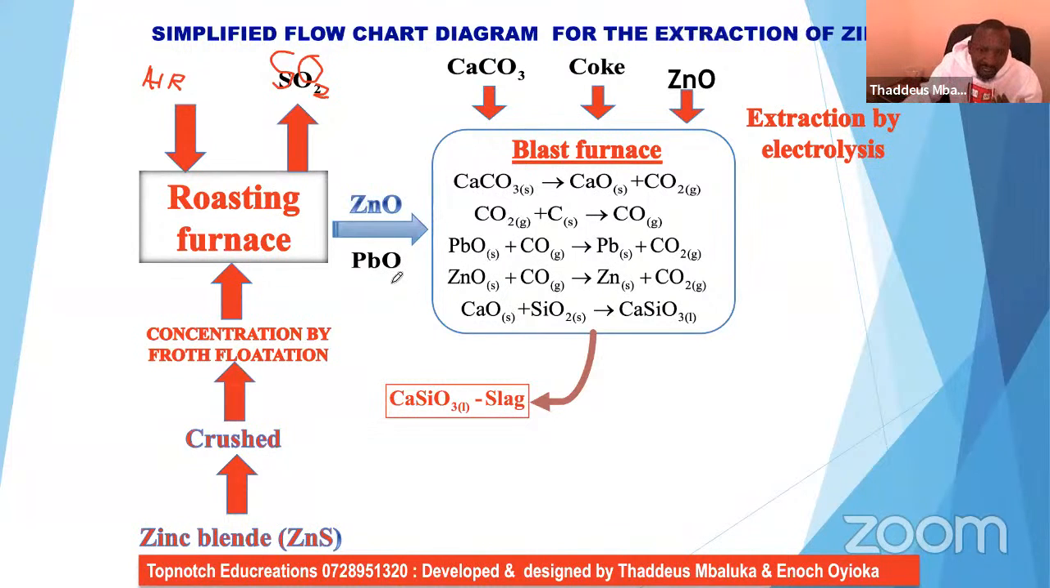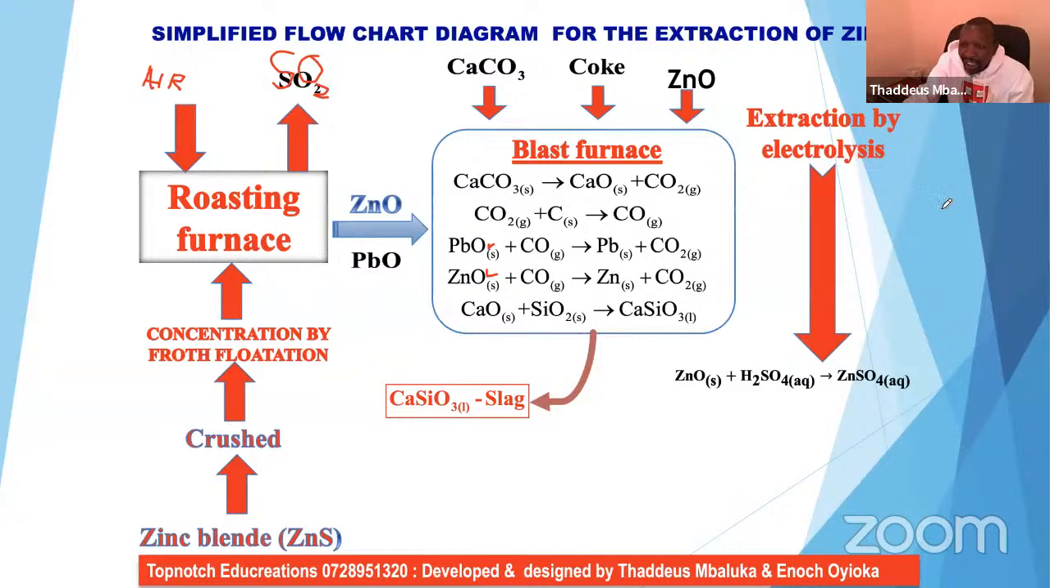So the two of them go to the blast furnace, whereby we decompose the calcium carbonate to get calcium oxide and carbon 4 oxide. We now have carbon 4 oxide plus carbon to get carbon 2 oxide. Then we reduce the zinc oxide and the lead 2 oxide to form the corresponding metals.